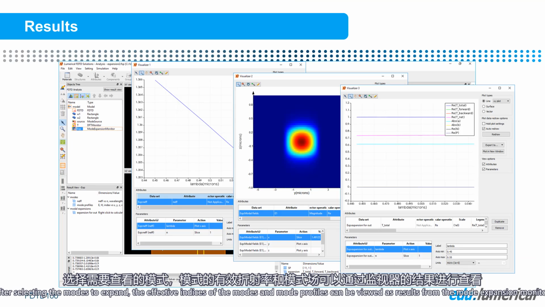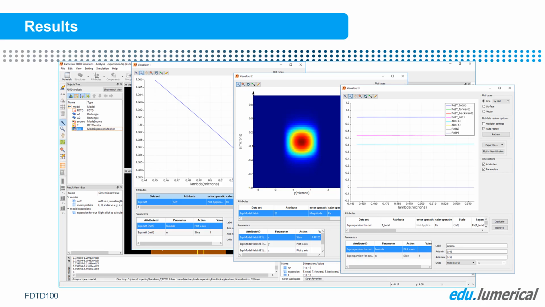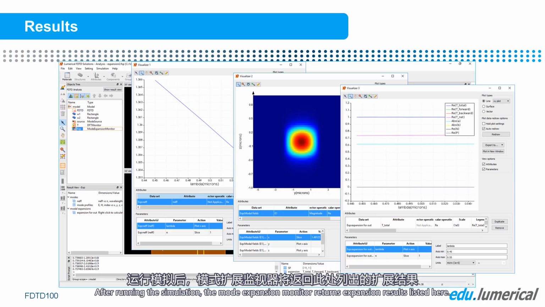After selecting the modes to expand, the effective indices of the modes and the mode profiles can be viewed as results from the mode expansion monitor. After running the simulation, the mode expansion monitor returns expansion results listed here.